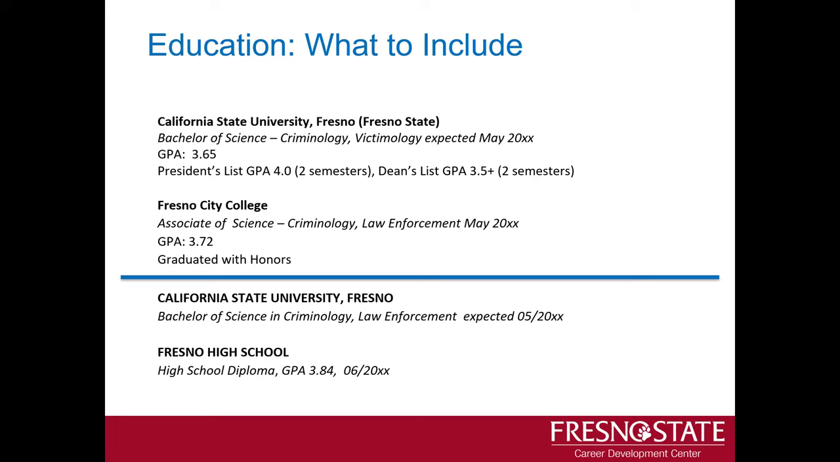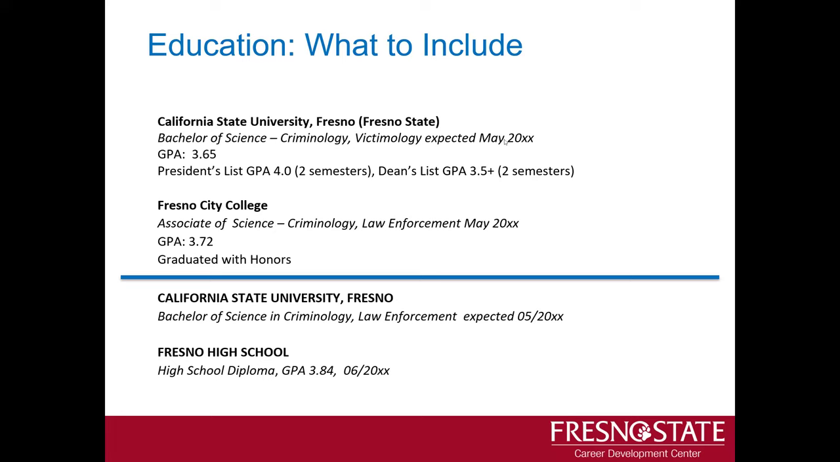So again, going back to the community college, make sure that you either put Associate of Science or Associate of Arts, or you can even list it as A period, S period. But whatever you do here is going to be consistent with what you do at your higher degree at Fresno State, which would be B period, S period, or, in this case, all of them would be a BS. Make sure that they're consistent in both colleges, how you list it out.